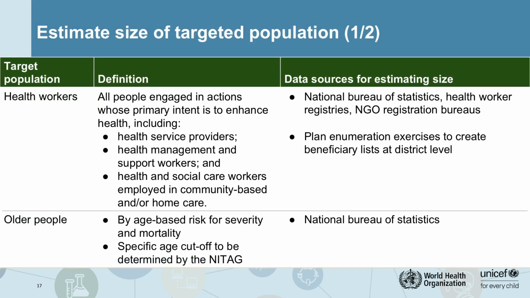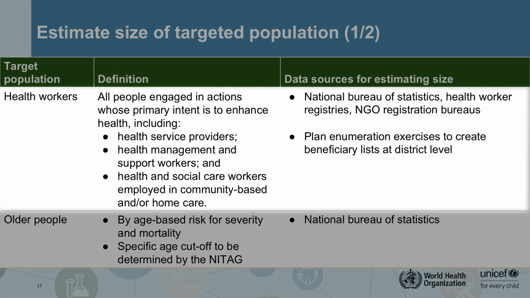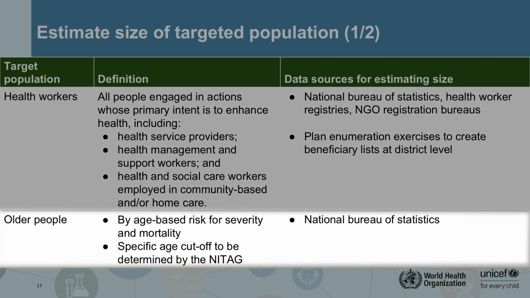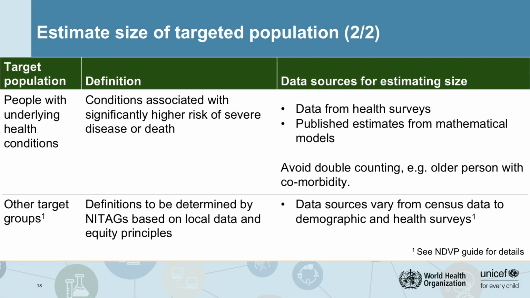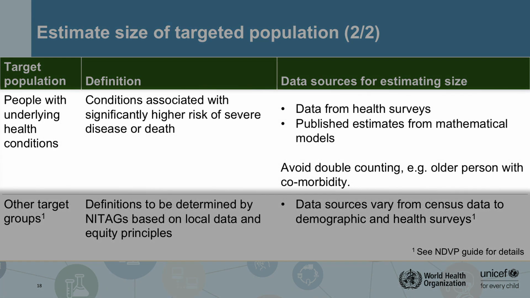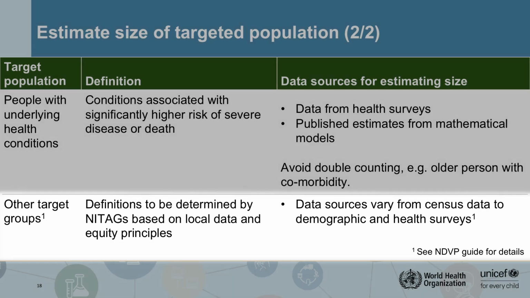Within countries, it will be necessary to estimate the size of different target groups. Here, we have the definition of health workers and possible data sources. There may be additional sources at country level. We also have older people, and a definition of that will be based on NITAG deliberations and data sources for estimating that target population. Two further groups that may need to be estimated include people with underlying health conditions and other target groups.